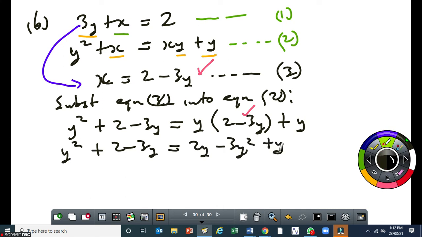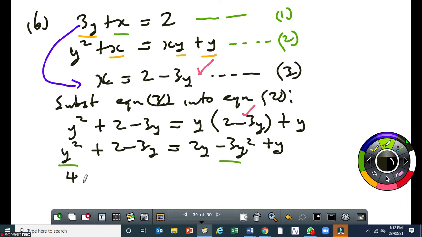Then, since this is minus 3y, I'll take the minus 3y to the left, and then I'll end up with y squared plus 3y squared. I'll get 4y squared, okay? And then this 2y plus that 2y will give me 3y. So if I take it to the left, I'll end up getting minus 6y plus 2 equal to 0.